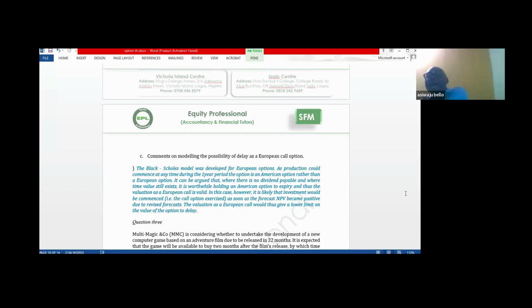The question you ask is the question the examiner asks us to treat in requirement C. But let me explain it. Black Scholes model cannot be used to value American option.